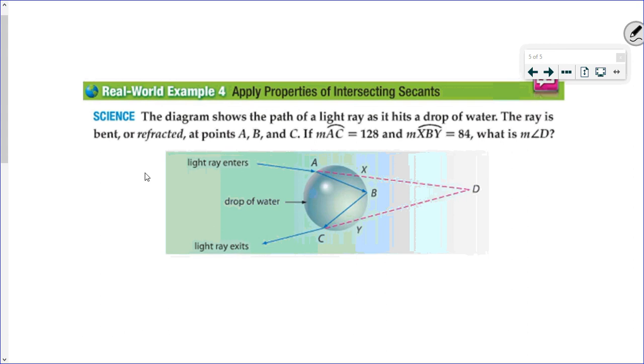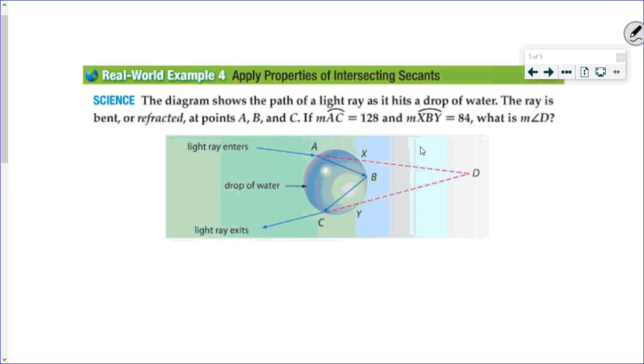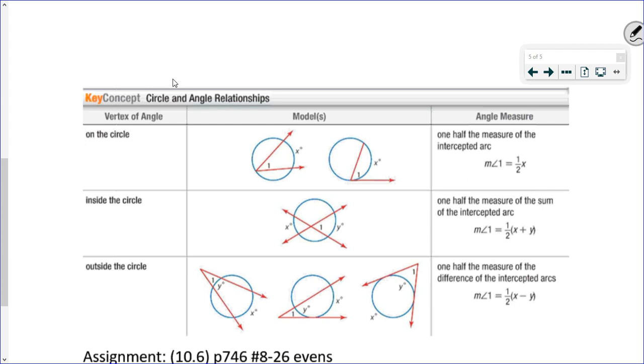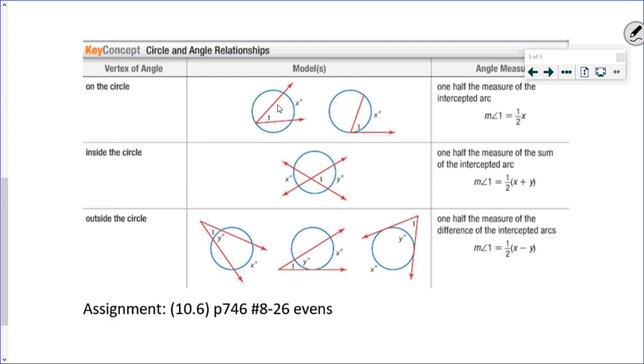We'll go ahead and skip this example for now. Here we would just use that we've got 2 secants intersecting outside of the circle. I'll leave that one for you guys. Kind of a summary of how secants and tangents can intersect.